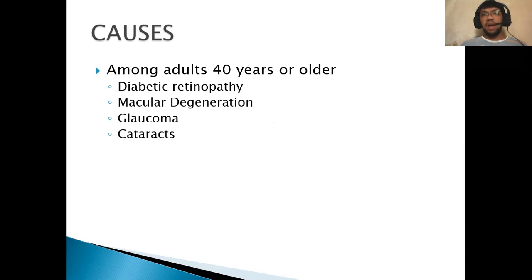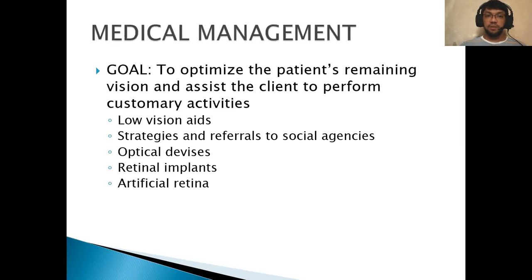Causes of having blindness. Among adults 40 years or older, the visual acuity becomes poor as we grow older, or probably due to diabetic retinopathy or macular degeneration. So the macula of the eye as we grow older degenerates due to aging, or the development of glaucoma, which we have a different lecture for, together with the formation of cataracts.